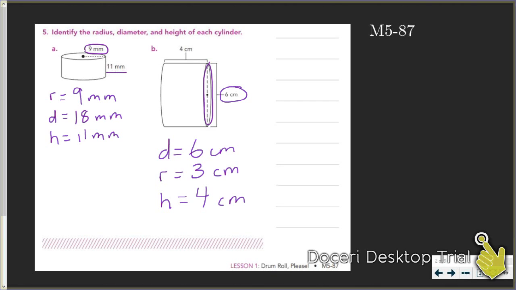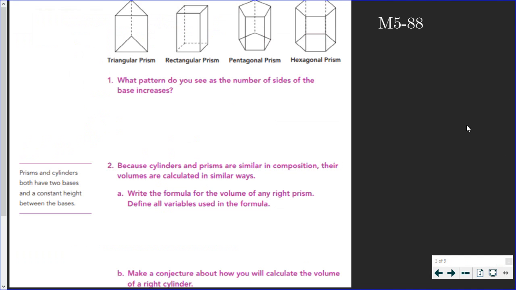And so now we're going to jump in on the next page to what we're really working on today. Here on page M588, we've got a bunch of different prisms. These are shapes that you have seen before: a triangular prism, a rectangular prism, a pentagonal prism, a hexagonal prism. Number 1 says, what pattern do you see as the number of sides of the base increases? So what observations can you make about those shapes as they change, going from the triangular prism all the way to the hexagonal prism?